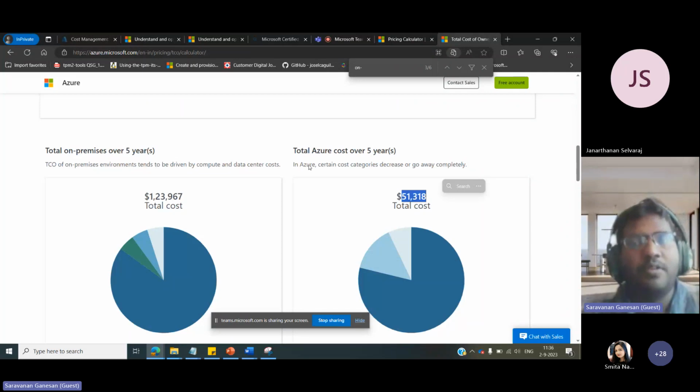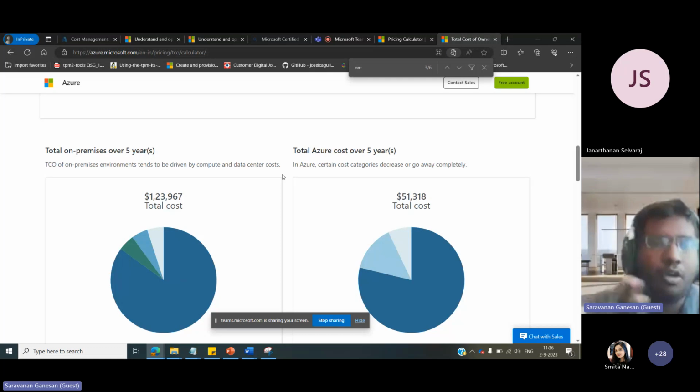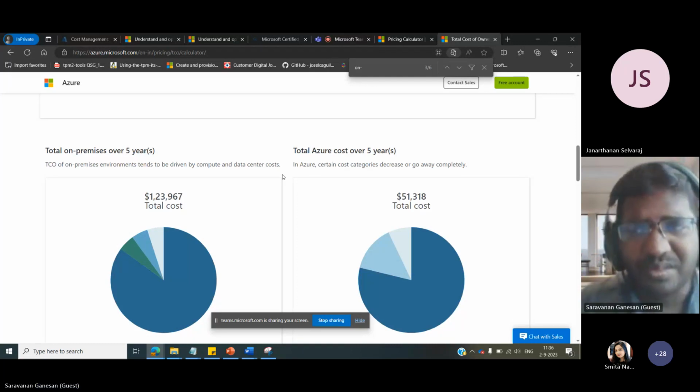So this TCO helps us to understand and compare that if I use the same services in on-premises, this much cost will come. If I use the same service in Azure, this much cost will come actually. So it will help us in the long run. It will give us insights about the long run of all the services which are there in our project, from our project's point of view actually.